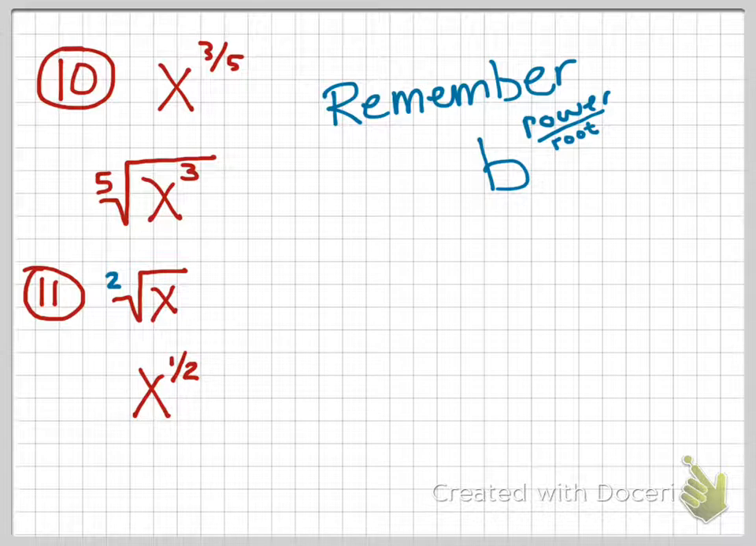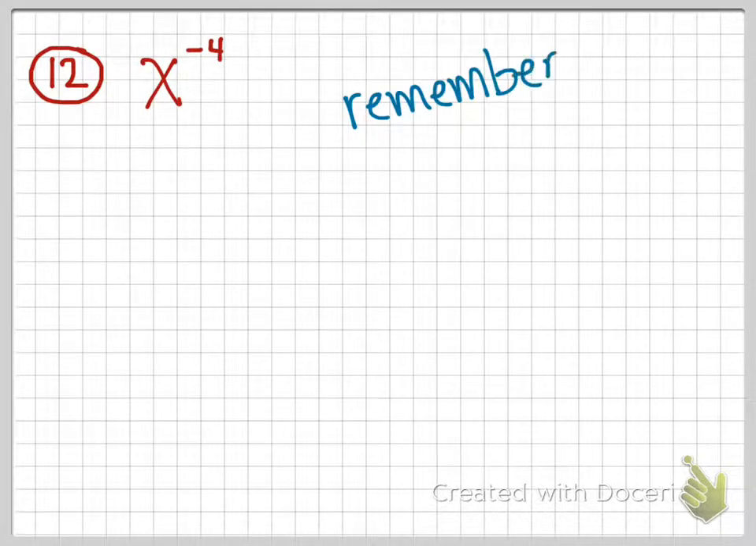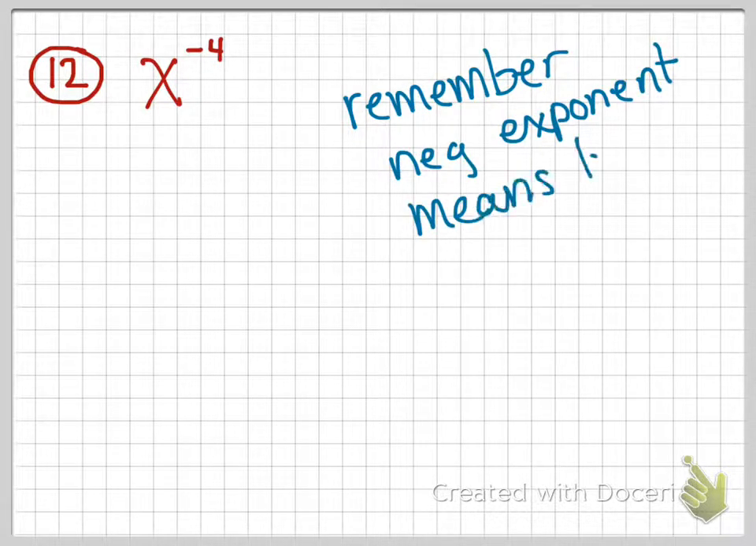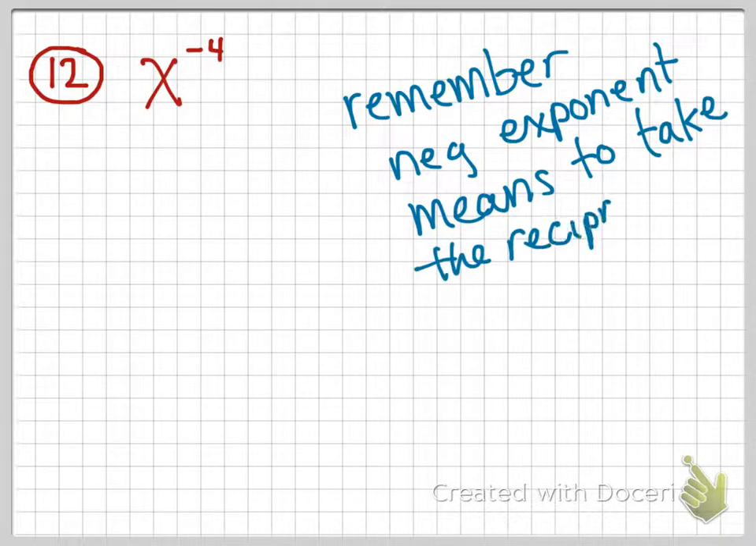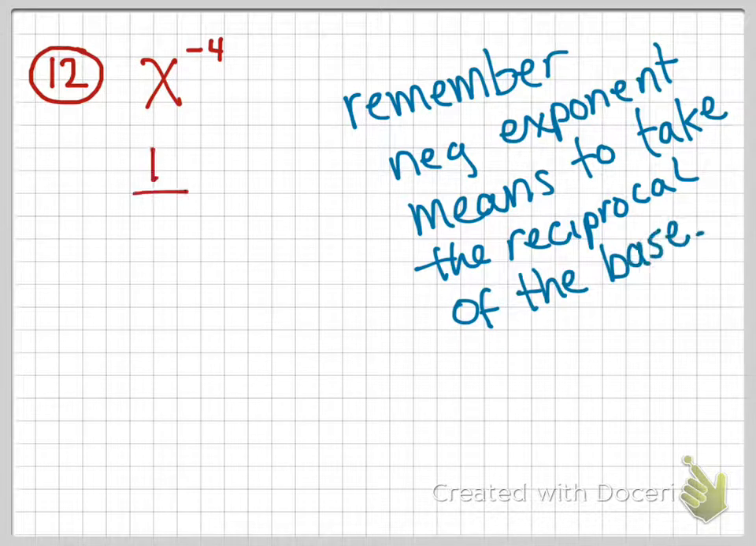Problem number 12 we are on. We have x to the negative 4th power, and remember from this chapter that any negative exponent means we take the reciprocal of the base. So if I think about the base here, the base is x. Reciprocal of x is 1 all over x. And then I still have x to the 4th power. So 1 all over x to the 4th power.